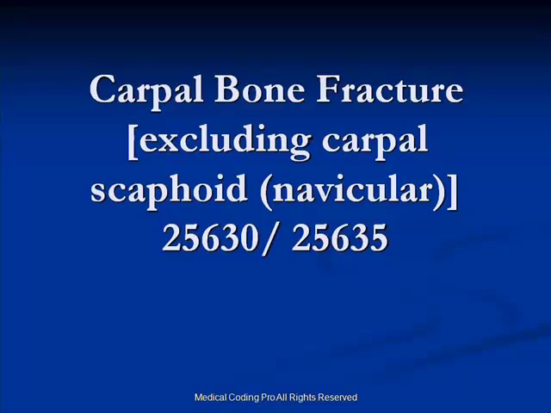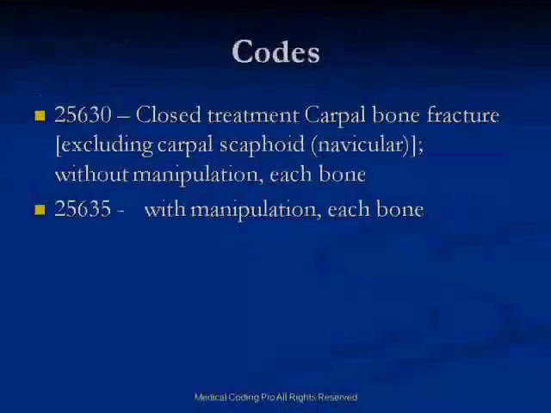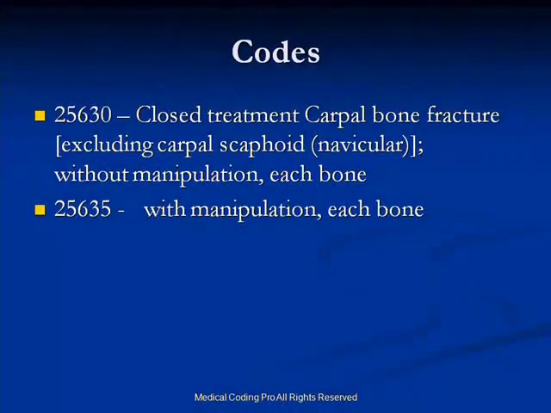Carpal bone fracture, excluding carpal scaphoid or the navicular. Code 25630: Closed treatment of the carpal bone fracture, excluding carpal scaphoid, navicular, without manipulation, each bone. Or 25635: Closed treatment of the carpal bone fracture, excluding carpal scaphoid, navicular, with manipulation, each bone. The physician performs the closed treatment of the fracture of the carpal bones, each bone.